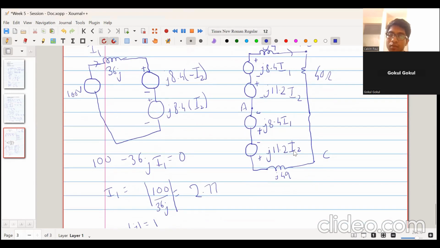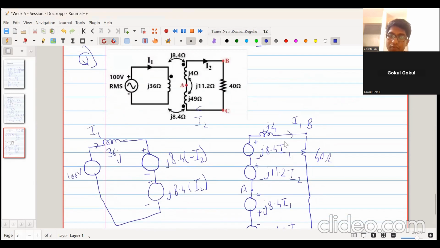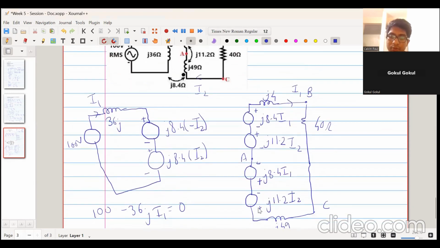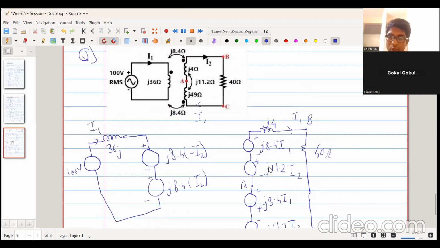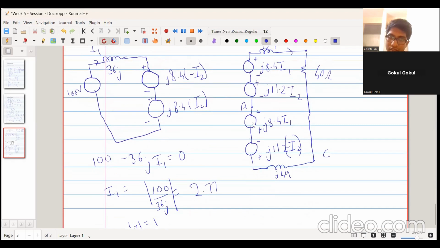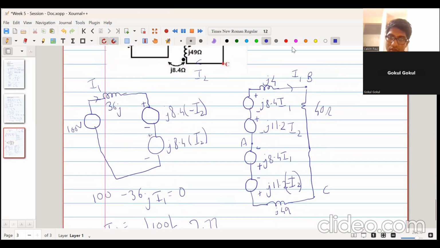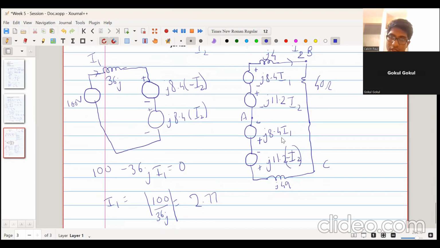Similarly, when we apply KVL in this loop, one more thing I forgot to say. Here it will be plus is down because this is down, minus over here J 11.2, and here I2 is leaving out. So this actually will be minus I2. J 11.2 into minus of I2. When we apply KVL over here, this is I2.